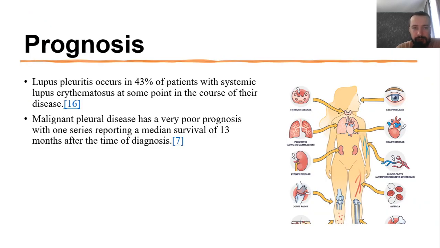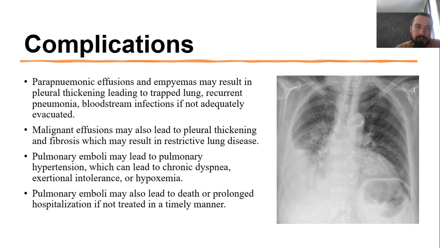Prognosis. Lupus pleuritis occurs in 43% of patients with systemic lupus erythematosus at some point in the course of their disease. Malignant pleural disease has a very poor prognosis, with one series reporting a median survival of 13 months after the time of diagnosis. Complications.